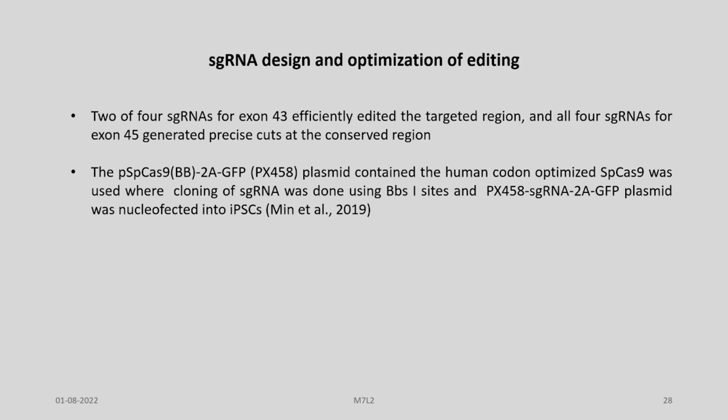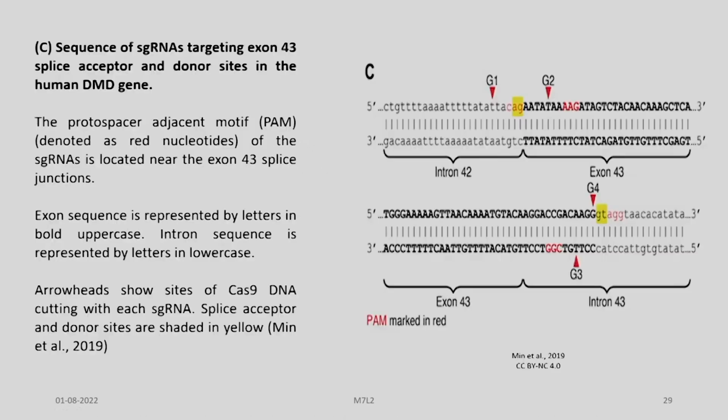Two of the 4 single guide RNAs for exon 43 efficiently edited the targeted region, and all 4 single guide RNAs for exon 45 generated precise cuts at the conserved region. The PSpCas9 BB-2A-GFP plasmid containing a human codon-optimized SpCas9 was used, where cloning of the single guide RNA was done using the BbsI site, and the PX458 sgRNA-2A-GFP plasmid was nucleofected into iPSCs.